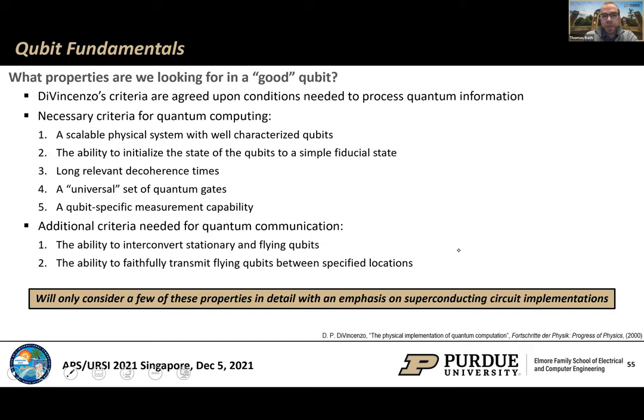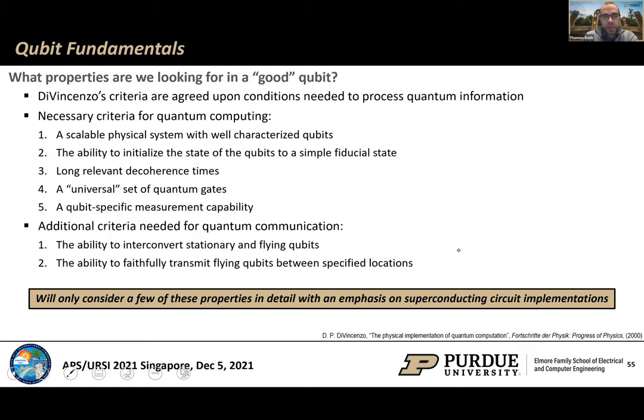So he gave us 7 different criteria. And this is a typical test that people will have for any type of physical system that we want to use as a qubit. You'll have early physics papers talking about being able to demonstrate DiVincenzo's criteria with that particular physical system. We're going to walk through each of these on this slide, and then we will consider in a little bit more detail what some of these properties mean later in the slides, with our particular emphasis on the superconducting circuit implementations that we're interested in.